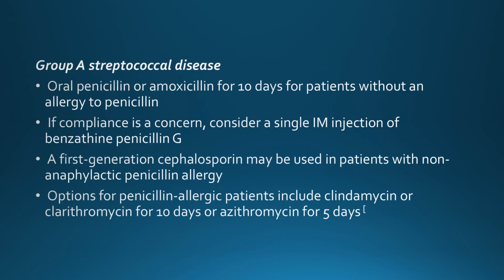How to manage group A streptococcal disease? Oral penicillin or amoxicillin for 10 days, for patients without an allergy to penicillin. If compliance is a concern, consider a single IM injection of benzathine penicillin G. A first-generation cephalosporin may be used in patients with non-anaphylactic penicillin allergy. Options in penicillin-allergic patients include clindamycin or clarithromycin for 10 days, or azithromycin for 5 days.